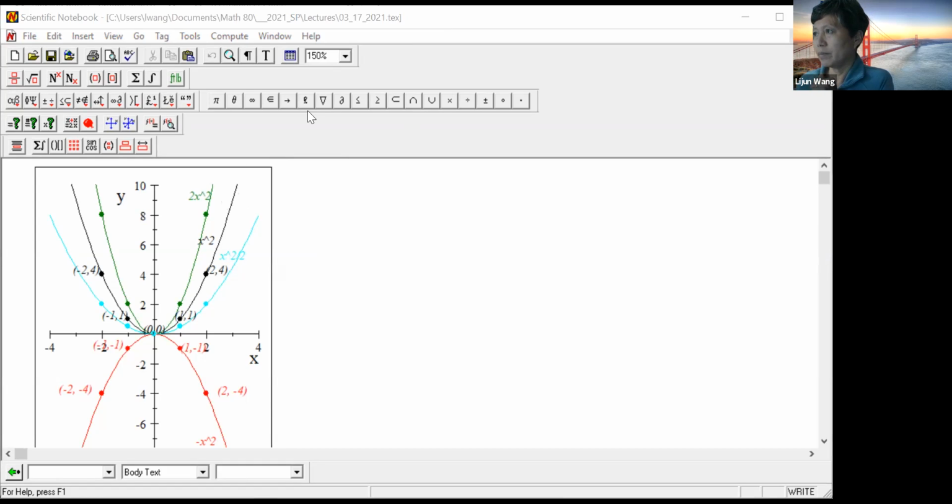This is x squared. Negative x squared. Two x squared. Half x squared. Got it?